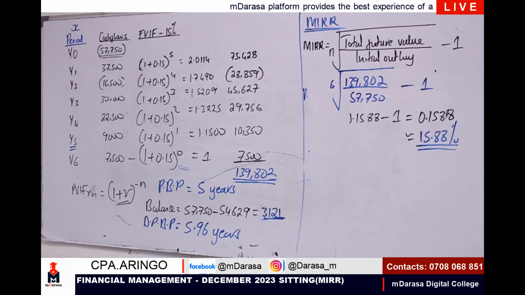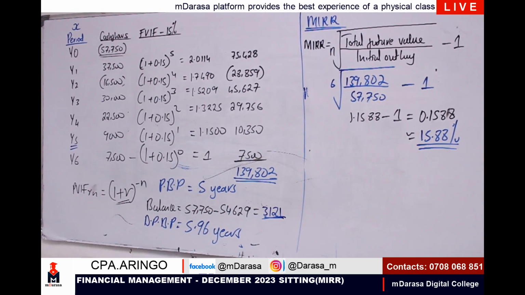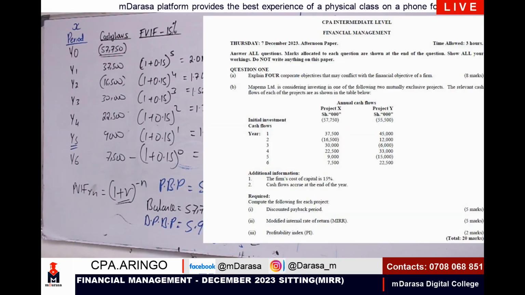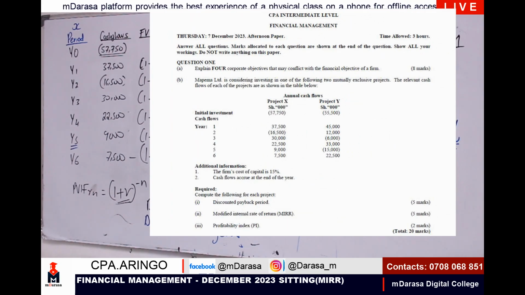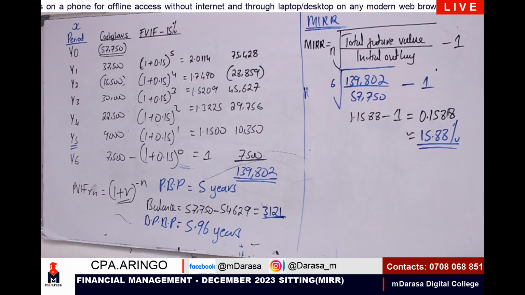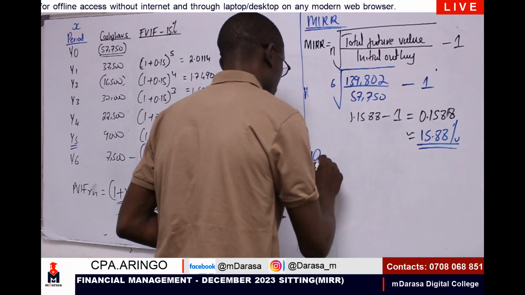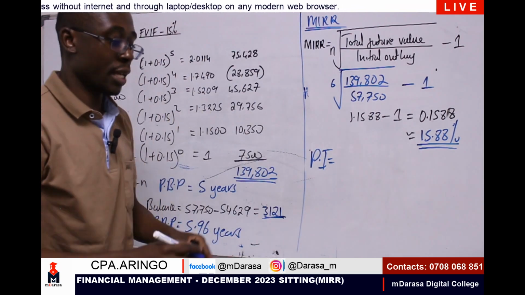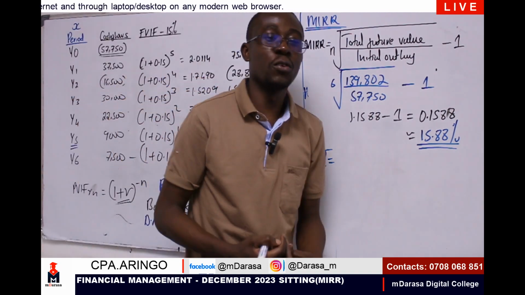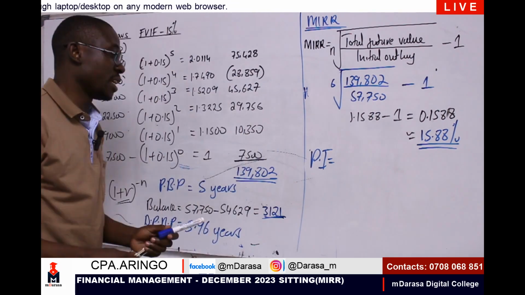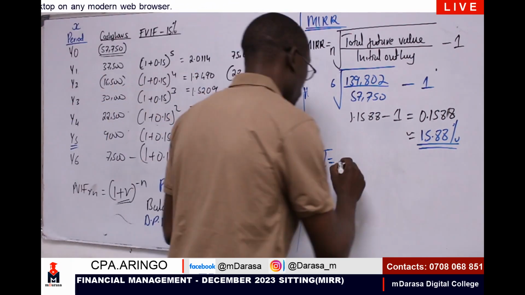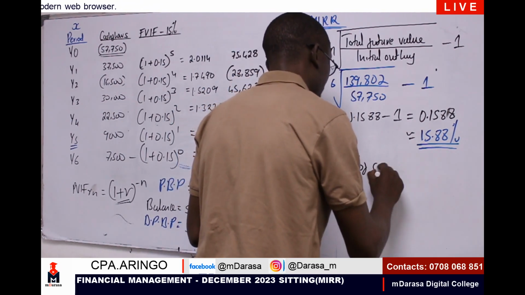Of course, the next question here, allow Mwalimu to give this one out for us to work it out. The profitability index. I know very well we are very familiar with profitability index. Ideally, we just want to look at the ratio of the present value of cash inflows to our initial outlay.